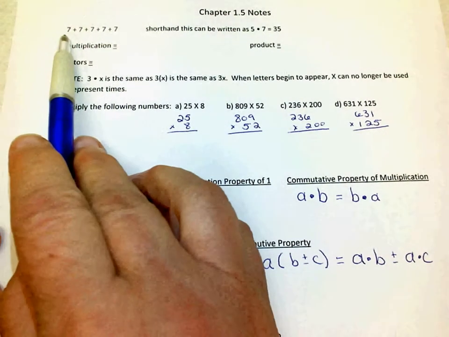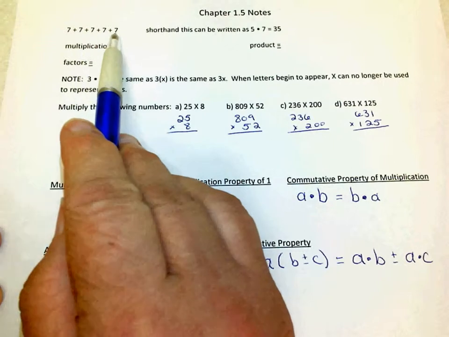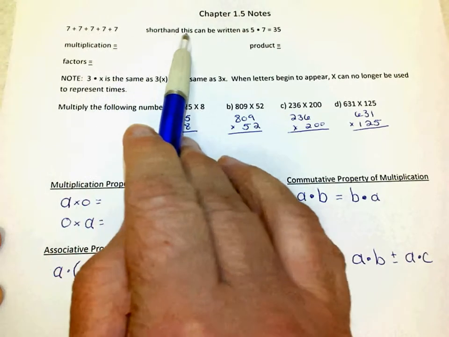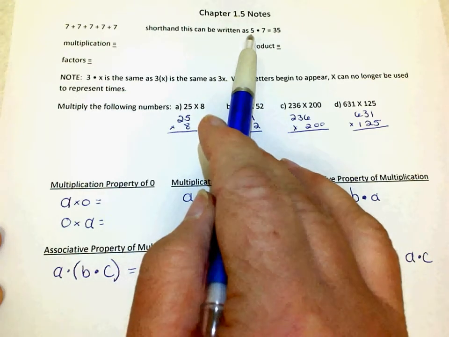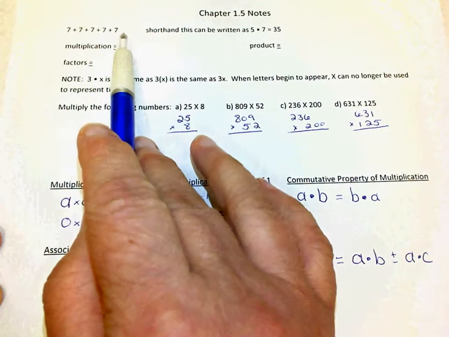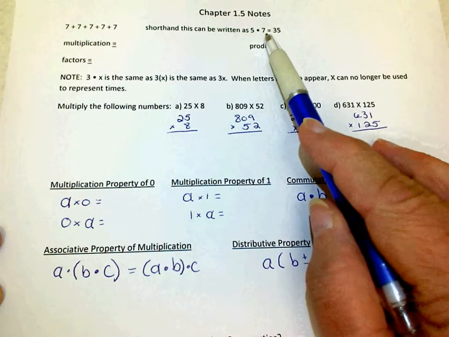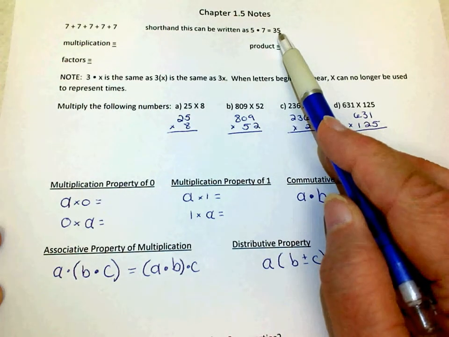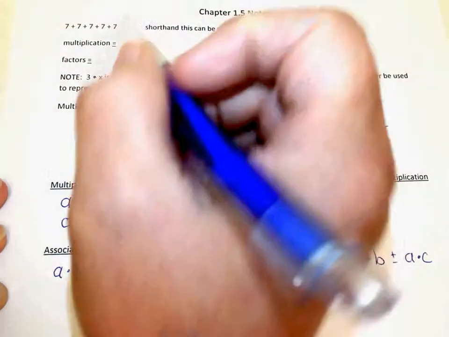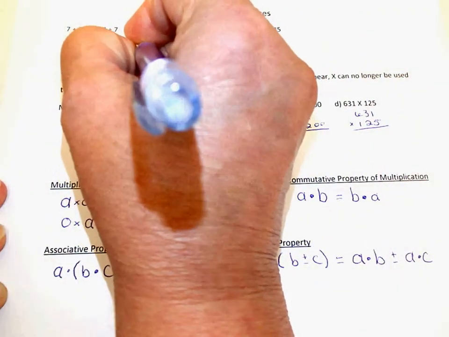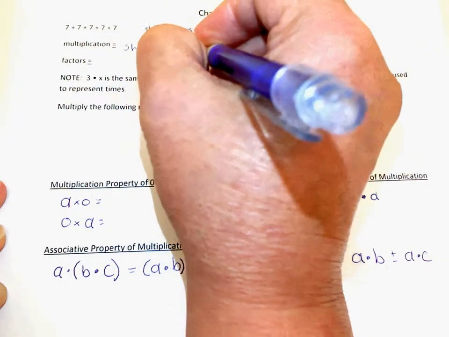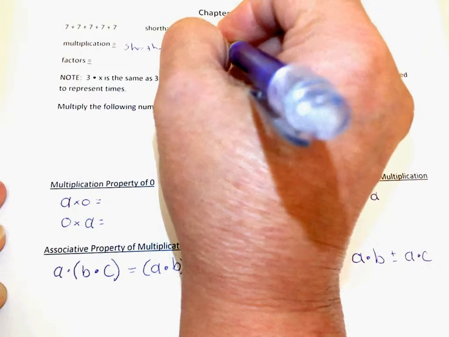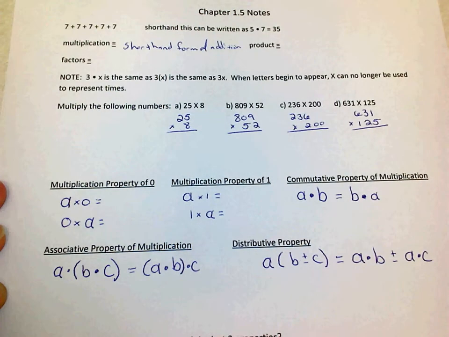Now, when we have 7 plus 7 plus 7 plus 7 plus 7, there's a shorthand way of writing it using multiplication, and you write it as 5 times 7 because there are 5 sevens here. And when you take 5 times 7, that gives us 35. So multiplication is the shorthand form of addition, or they also say repeated addition.